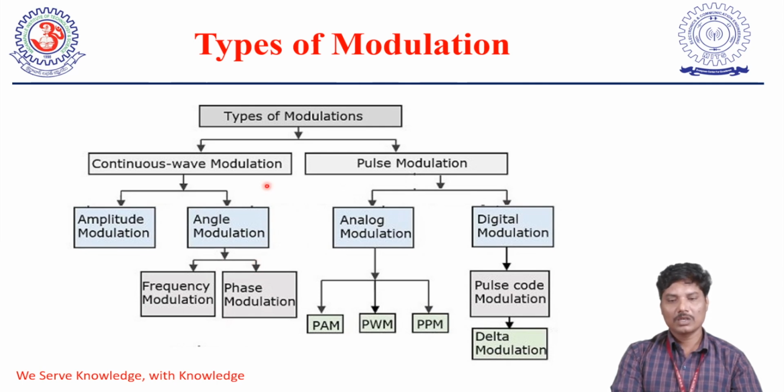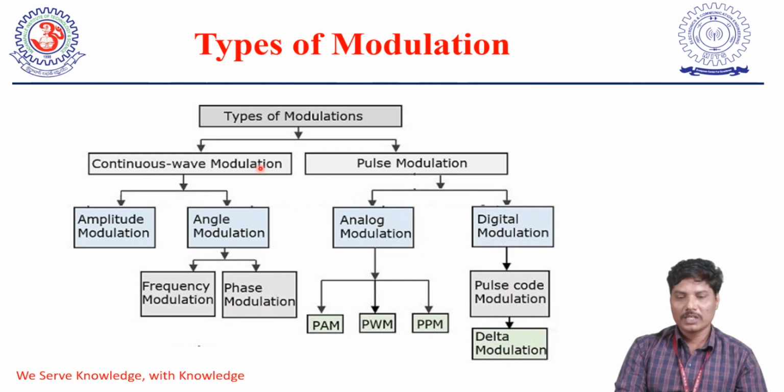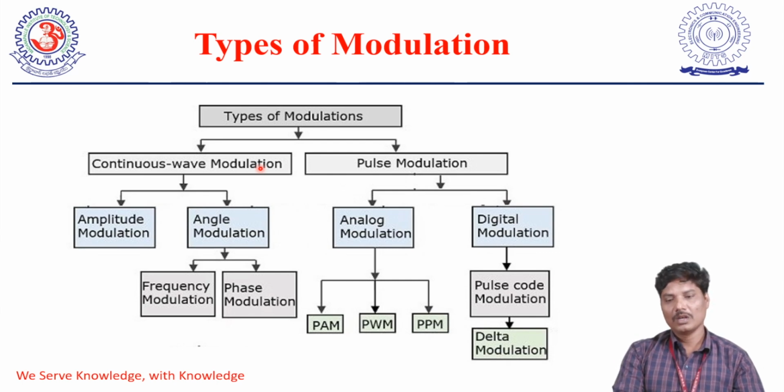This is about continuous wave modulation, based on the carrier wave we are going to use. Another one is pulse modulation. In pulse modulation, what is the carrier? The train of high frequency pulses. There we are going to modulate those high frequency pulses in accordance with the message signal. That modulation we call pulse modulation.